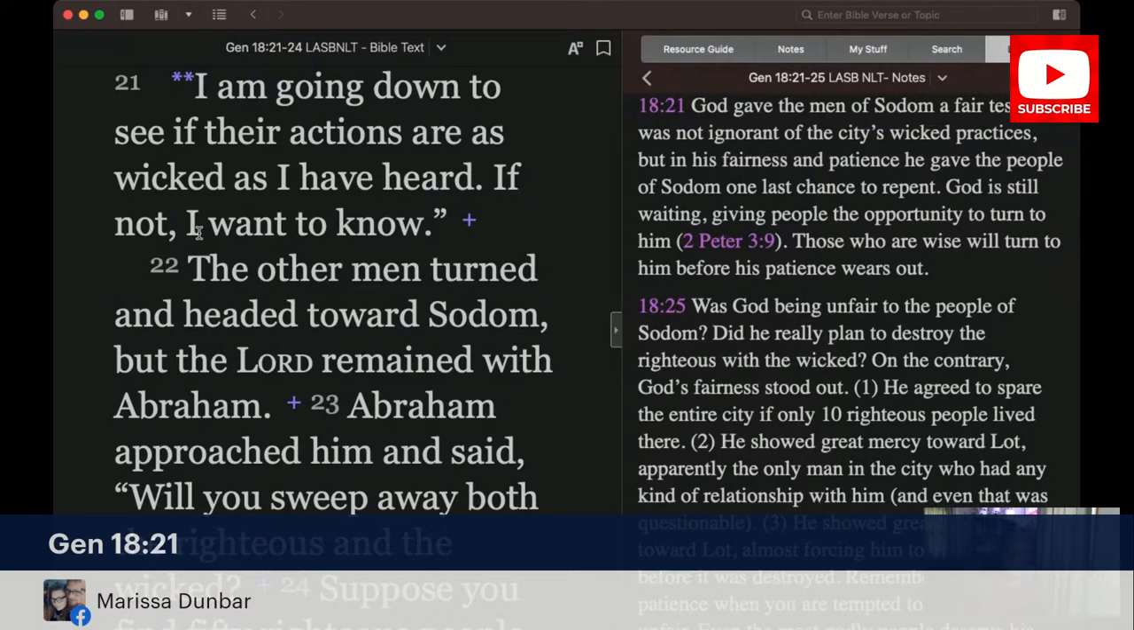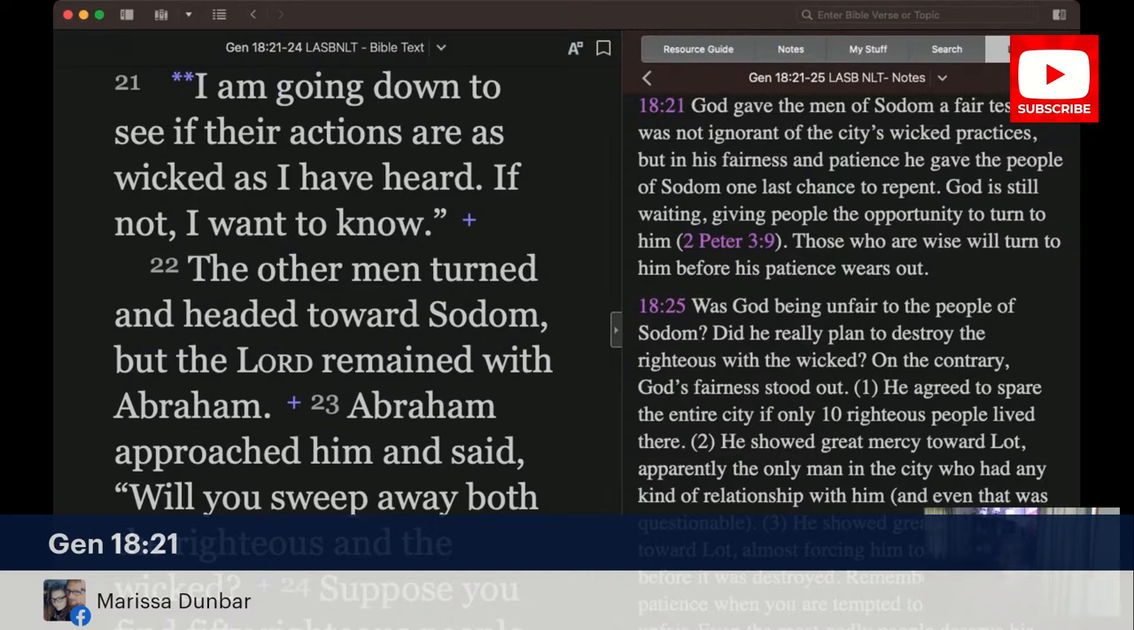The Life Application Study Bible tells us this. God gave the men of Sodom a fair test. He was not ignorant of the city's wicked practices, but in his fairness and patience, he gave the people of Sodom one last chance to repent. God is still waiting, giving people the opportunity to turn to him, covered in Second Peter chapter 3, verse 9. Those who are wise will turn to him before his patience wears out.